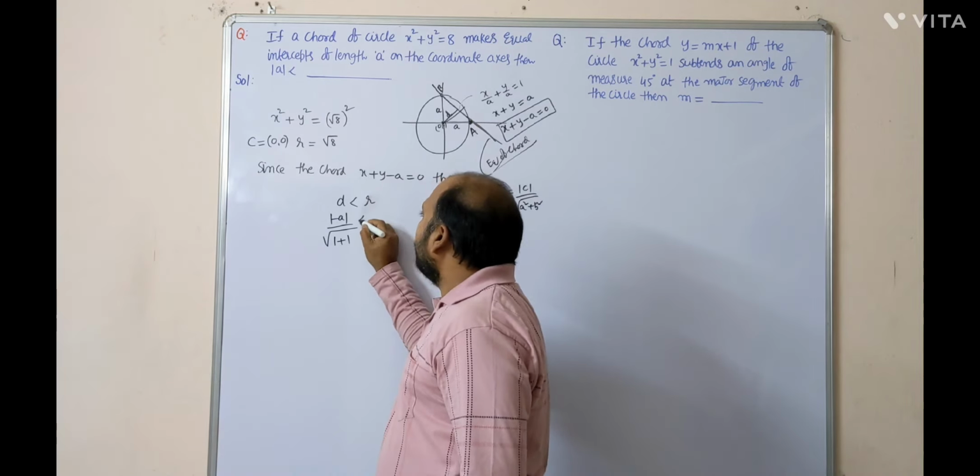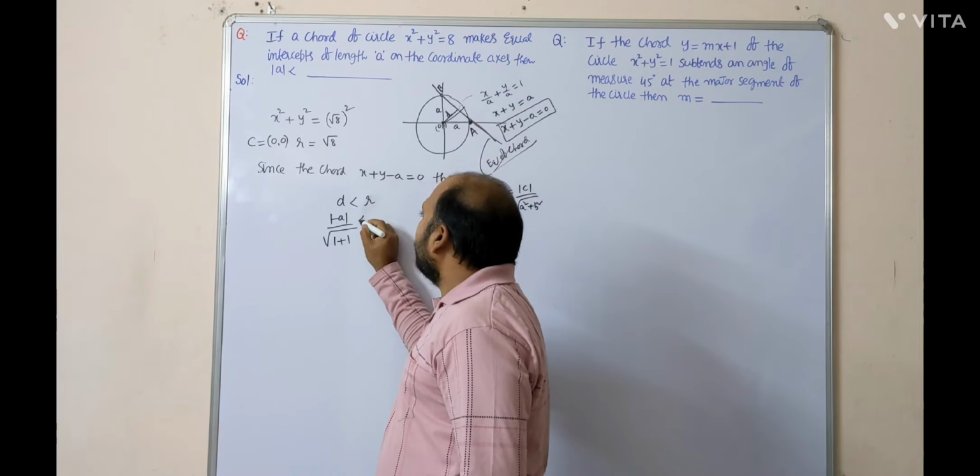This is the condition, dear students. This is very, very important. Whenever the chord cuts the circle in two different points, chord means it cuts in two different points on the circle or any curve. So whenever this situation happens, D is less than R. Suppose in the same question, it touches the circle. Whenever it touches, D is equal to R will come. Now we'll move on to the next question.